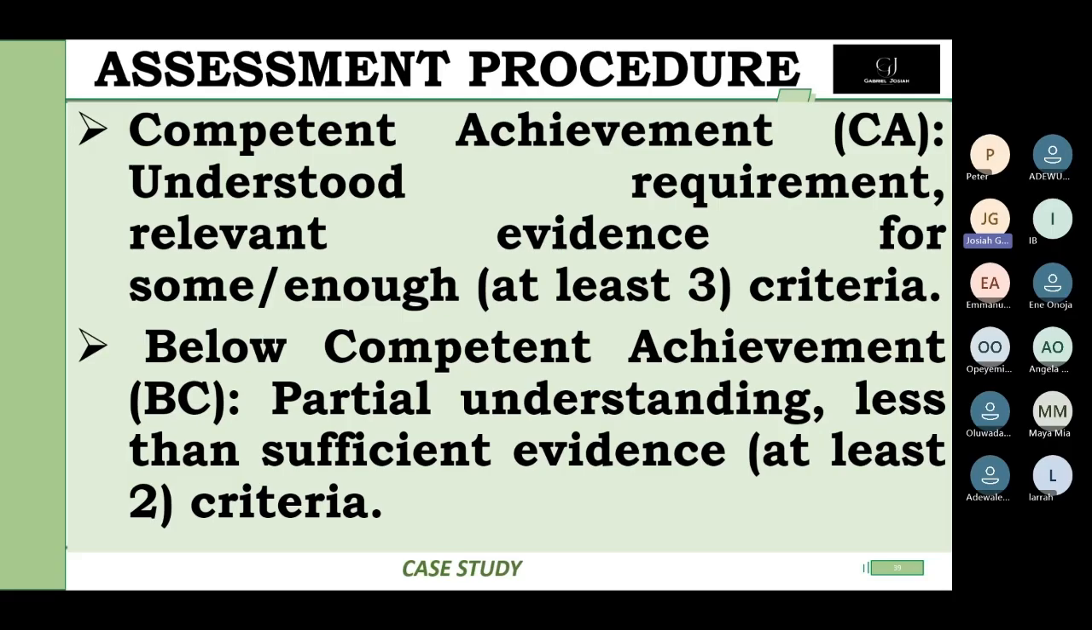If you provide 2, which is below competent achievement, it shows you have partial understanding of the concept, and it's not sufficient evidence. If you provide at least 2 points or arguments under each of the headers across the 8 boxes, then you have partial understanding and you will find it challenging, it will be hard passing the case study paper. So the minimum you should stop at is competent achievement: 3 discussions, 3 arguments for each box.